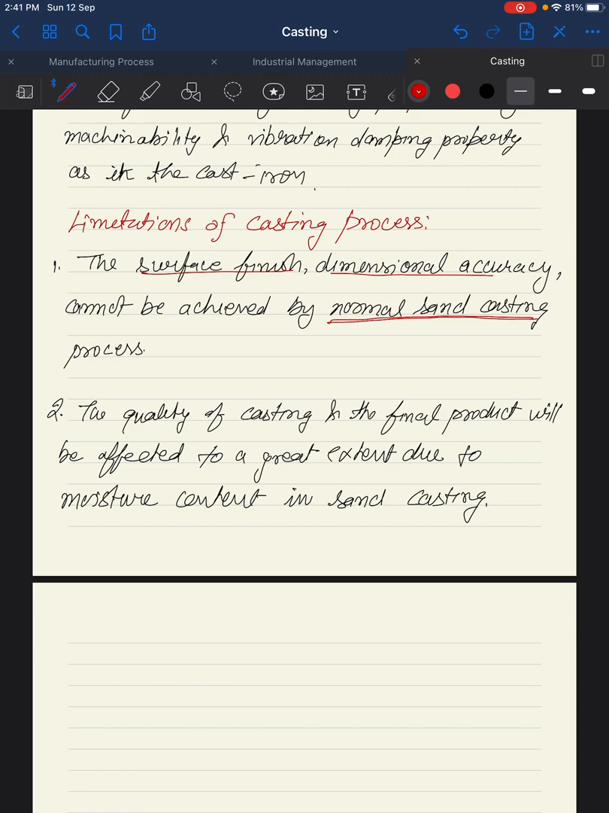Okay, second point is the quality of the casting and final product will be affected to a great extent due to the moisture content. This is very important. If a sand has higher moisture, then your dimensions or size cannot be maintained due to disturbance of the moisture content, because it will affect the casting quality. How it will affect the casting, I will discuss in the further lectures. Okay.